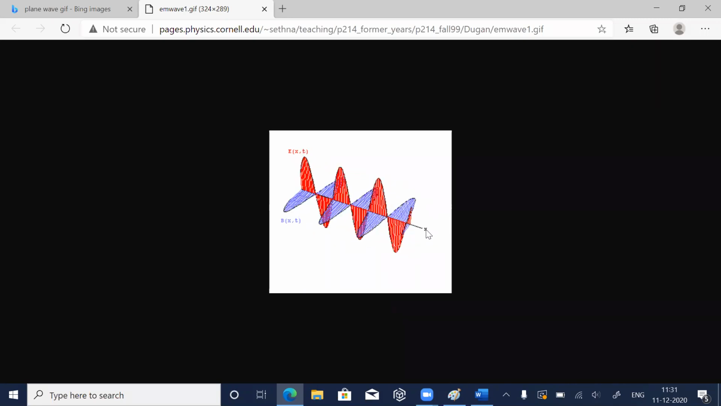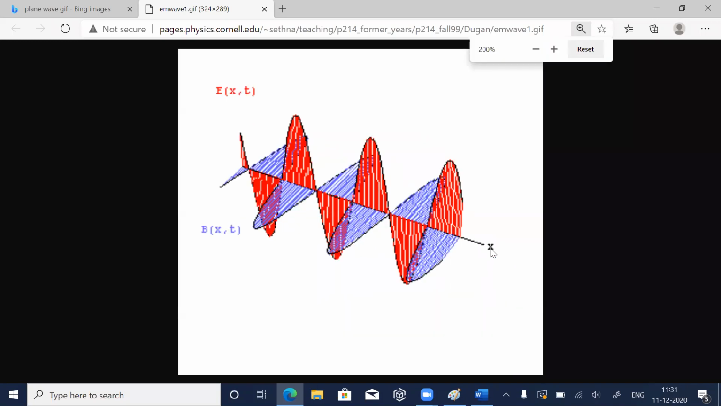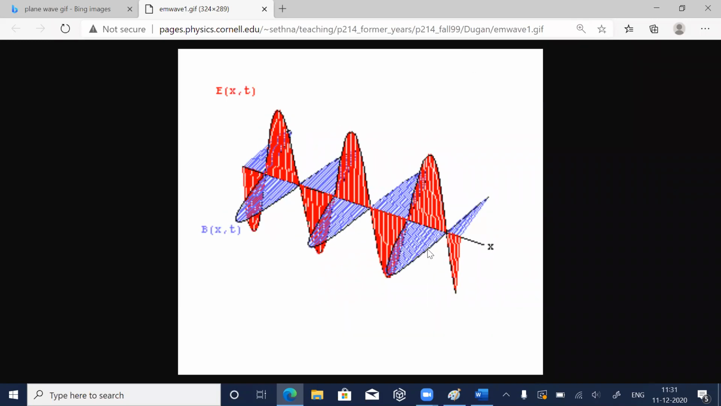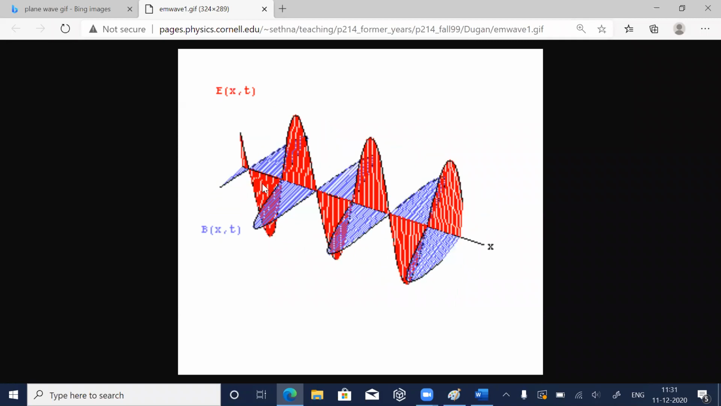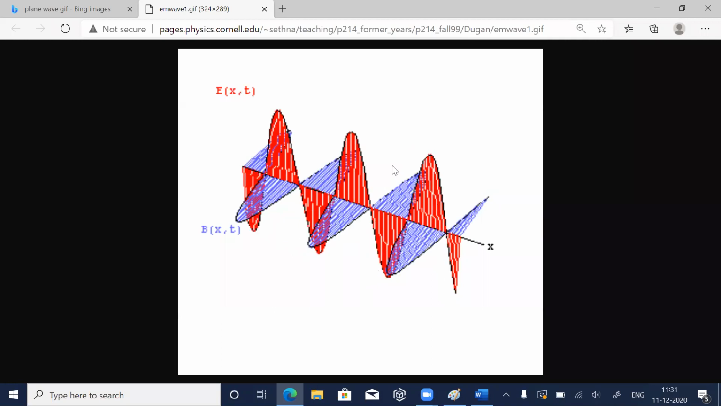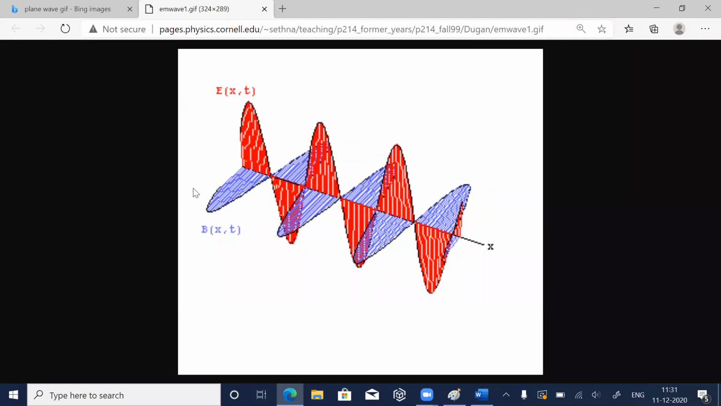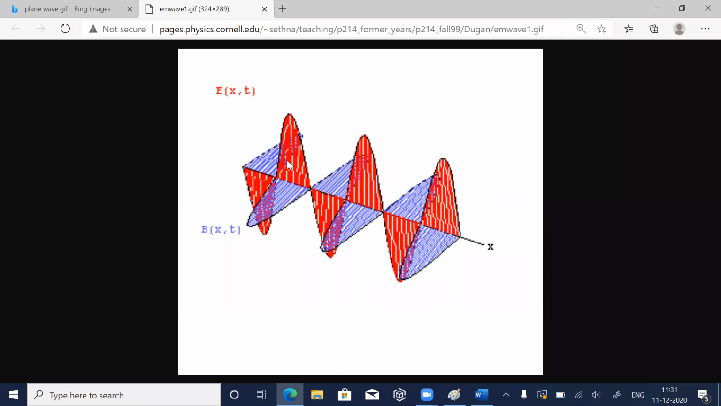Here, in this case, it is showing the spatial wave. In this example, the wave is propagating along the x-axis. That means the electric field is only varying spatially along the x-axis, so we did not take anything along y and z.